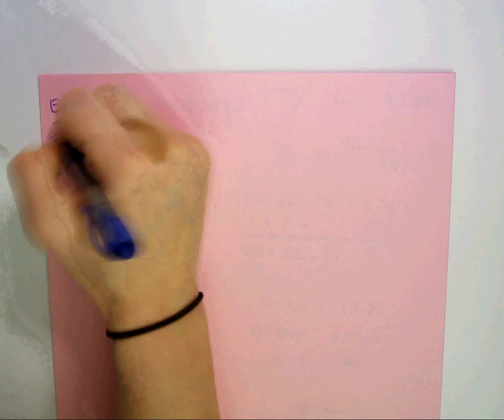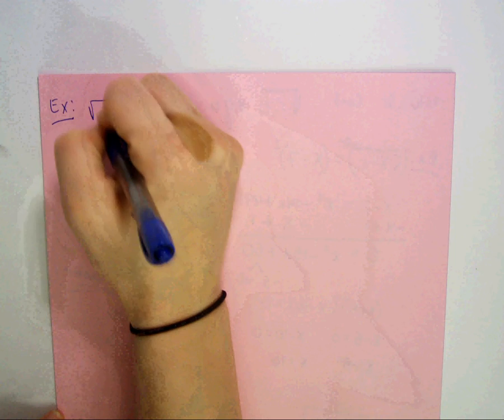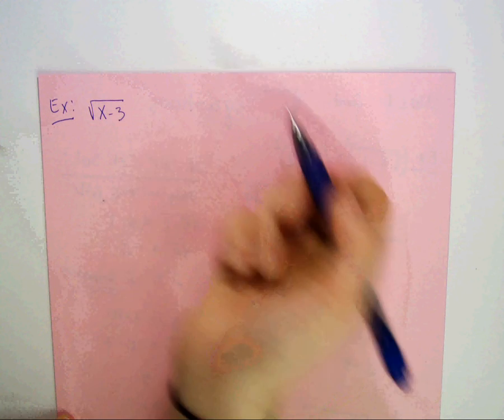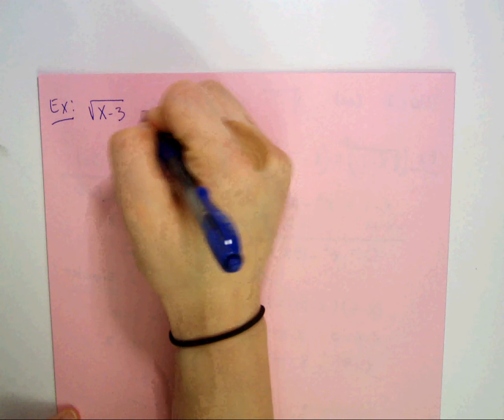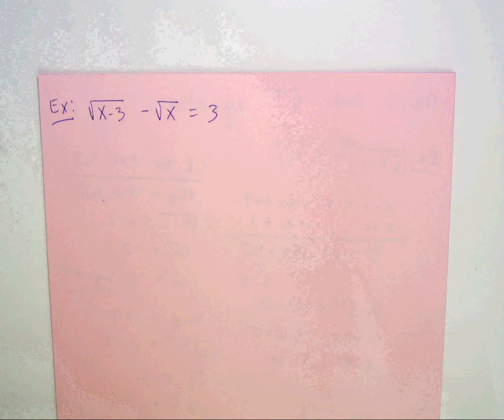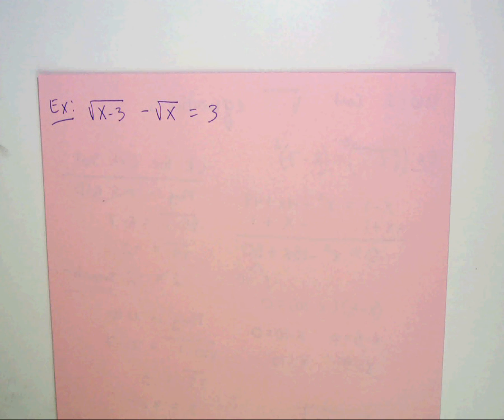And so I've mentioned a couple times, I believe in the last video, that it's possible to have more than one square root in an equation. So the square root of x minus 3, notice all of that is under the square root, so it stays together, minus the square root of x is equal to 3. Now there's several ways that we can go about solving this.